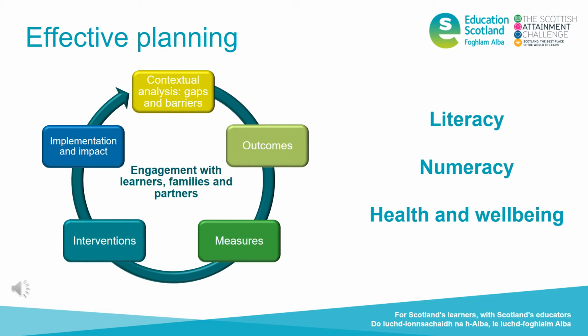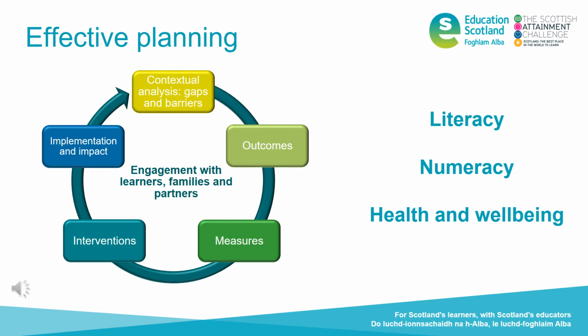Once your outcomes and measures are all in place, the next step is to decide on the approach or intervention that will be most effective in your school's context to achieve the outcomes. And finally, implementation of your plan and the monitoring and evaluation of progress to ensure the approach or intervention is making a sufficient difference. Engagement with learners, families and partners should be a central element of your planning process, and consideration needs to be given to how and when this will take place to ensure that engagement is meaningful.